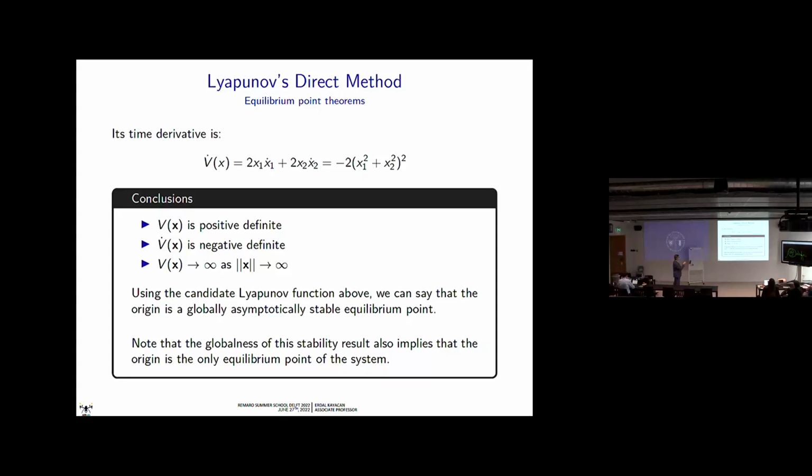So note that the globalness of this stability result also implies that the origin is the only equilibrium point. This is the natural result, right? If the origin is globally asymptotically stable, then there is no other stable point, because otherwise it would be a contradiction. So this shows that this is the only equilibrium point in the system, so it's globally asymptotically stable.